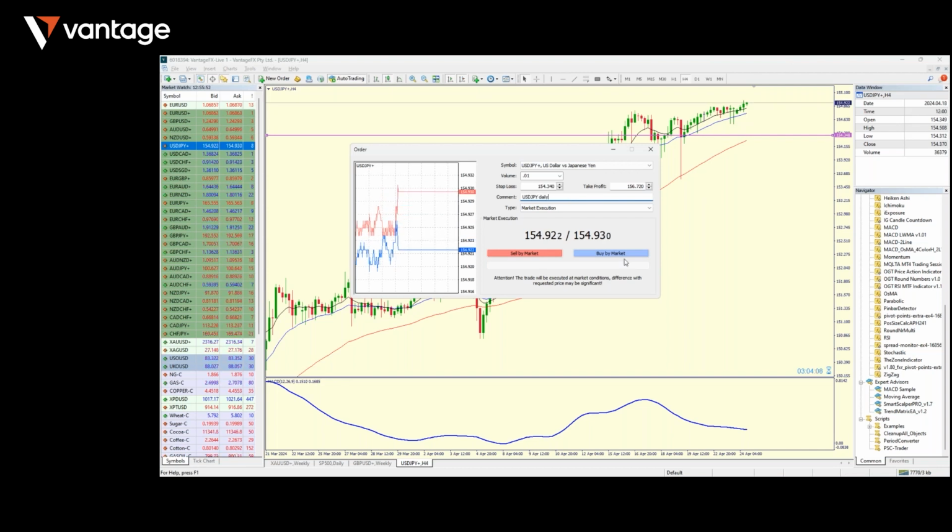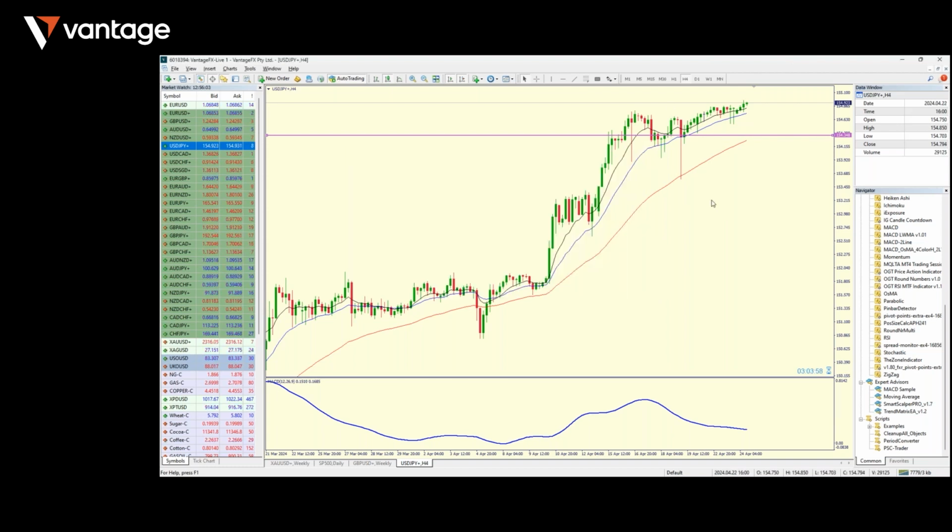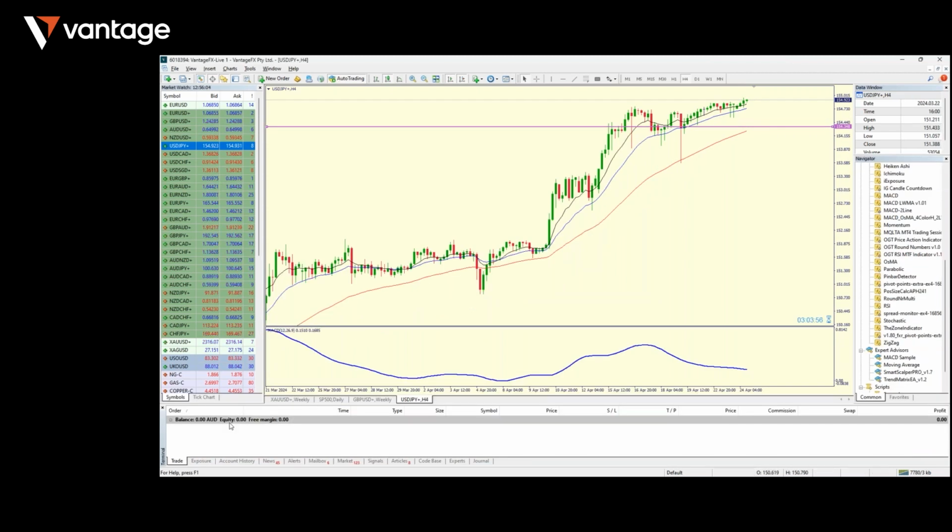Okay, so I'll be doing that. Market execution, buy by market. So I've just put a little comment in there so I can track it. And not enough money, because potentially the trade is too small. Let me just have a look and see what the budget is. Oh, this is a live account. I beg your pardon, so there's no money in the account.